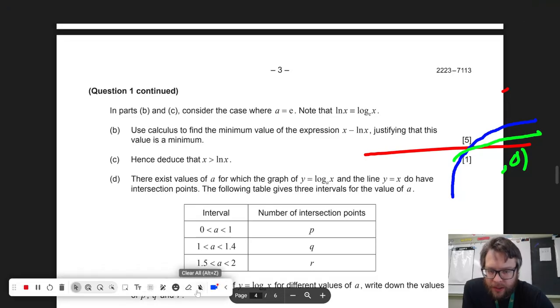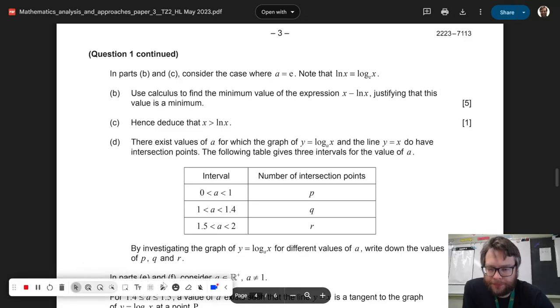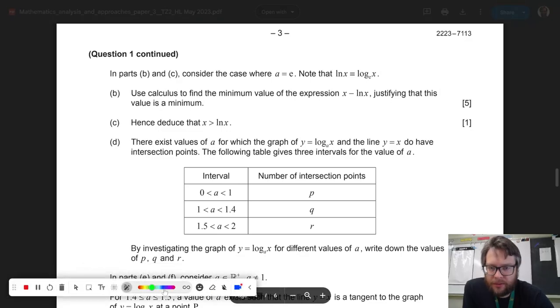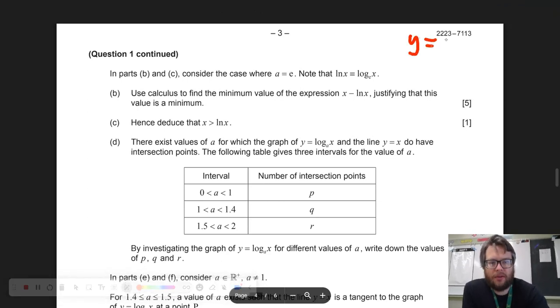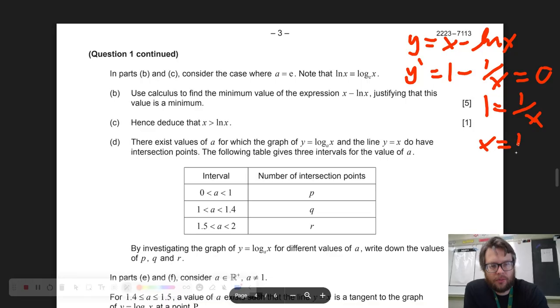Now we are considering the case where a equals e. Use calculus to find the minimum value of the expression x minus natural log of x. So we say y equals x minus ln x. So y prime is 1 minus 1 over x. Finding a minimum, we set our derivative to 0. That means 1 equals 1 over x, so x equals 1.